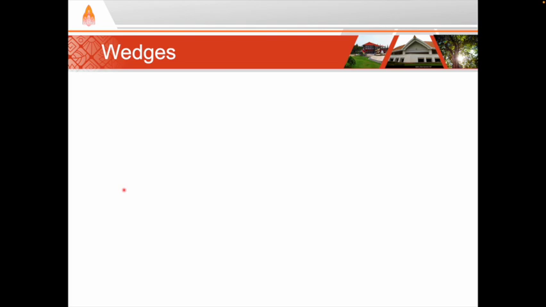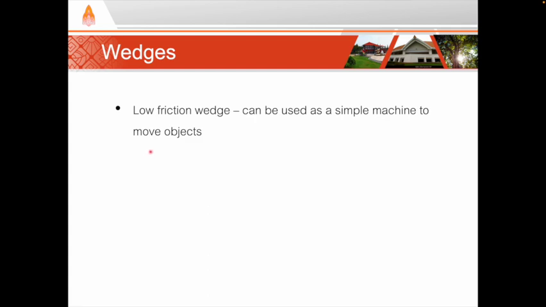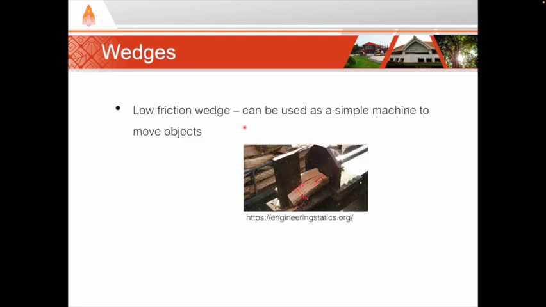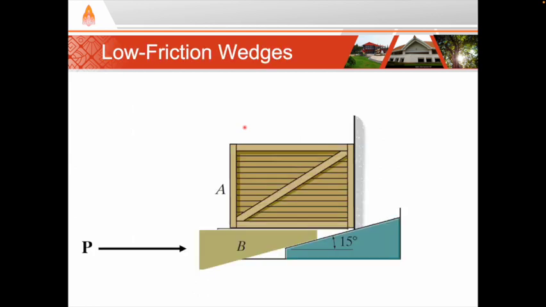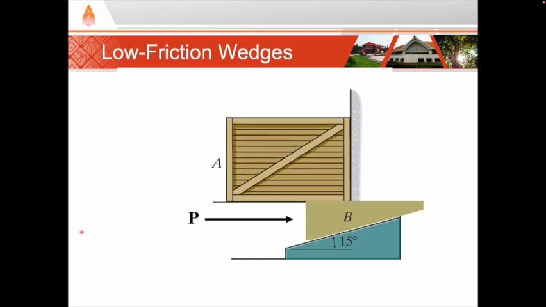Wedges can be used in two different ways. A wedge with low friction can be used as a simple machine to slide and move an object. A wedge with a high friction can be used to hold things in place, like this doorstop. For example, consider this situation where a block is sitting on top of a wedge. The wedge could be used to raise the block up if we push on the wedge. In this case, we want the friction coefficient to be low.